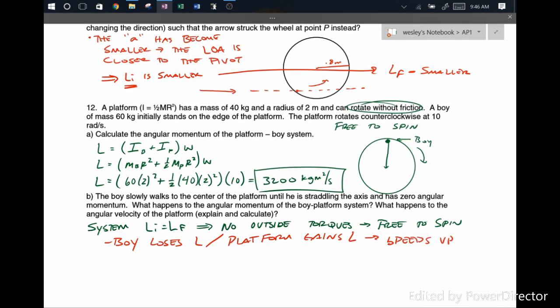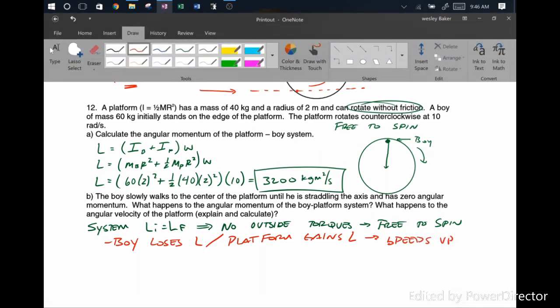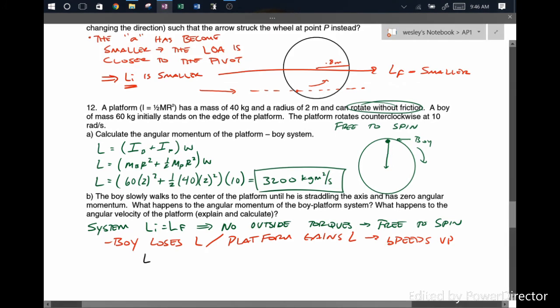So, if we're going to solve for that, the initial angular momentum is equal to the final angular momentum. Well, the initial angular momentum is 3,200, and then the final angular momentum, as the boy walks in, his radius shrinks. So what that's going to do is make his rotational inertia 0. The platform's rotational inertia doesn't change. It's still 80 times omega final.